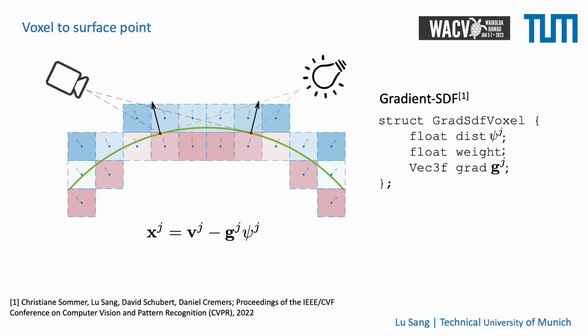To tackle these problems, we adopt Gradient-SDF to represent the surface. The surface point is located by moving along the gradient direction with the length of the distance. It also allows us to project the actual surface point back to the image.